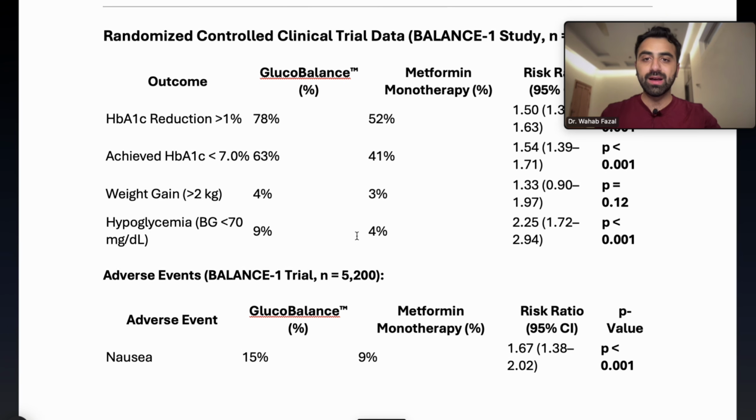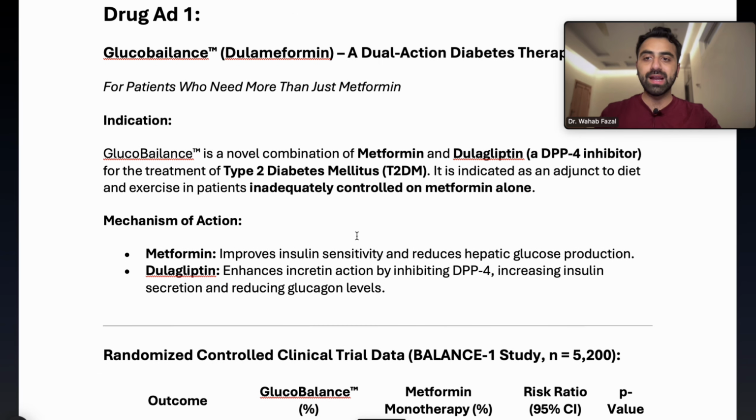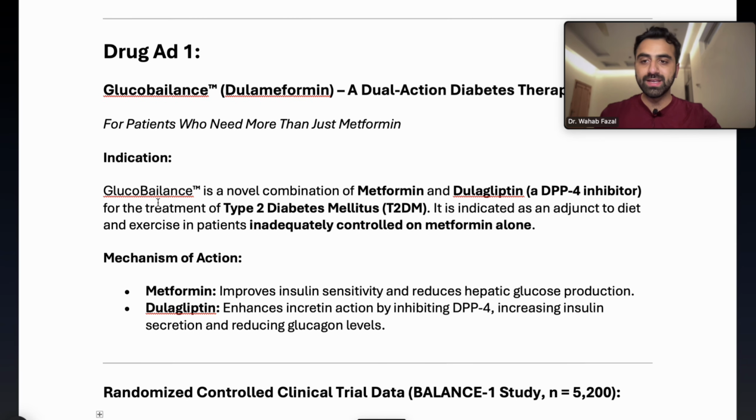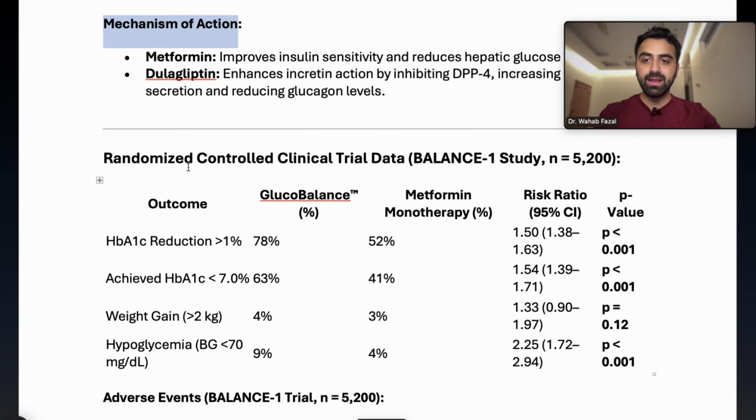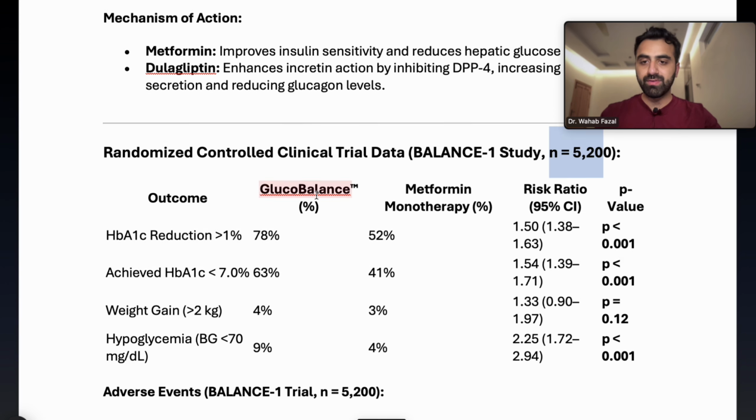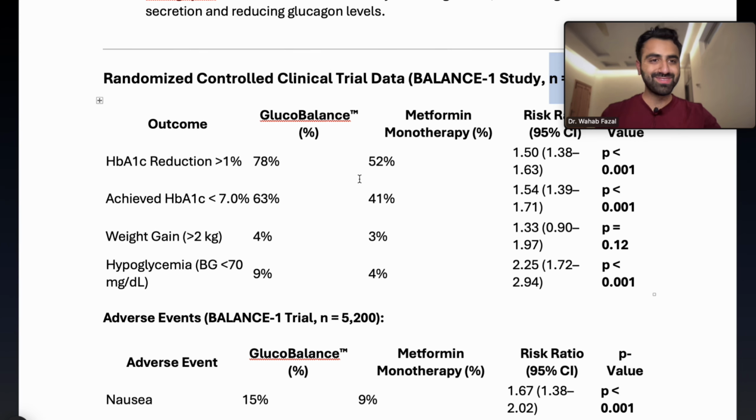So let's go to our drug ad questions, and right off the bat, we can just read a little bit of this. Glucobalance is a novel combination of metformin and dulagliptin. These are two treatments for, not really important, for the treatment of type 2 diabetes mellitus. You don't need to care about the mechanism of action. And then this is randomized controlled clinical trial data. This might be relevant to our second question, which was what limits the external validity of this study. And then we have like 5,200 participants. These are all the outcomes. We don't really care about these right now.